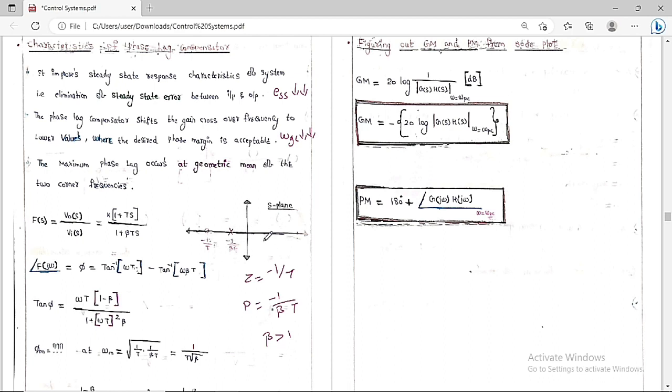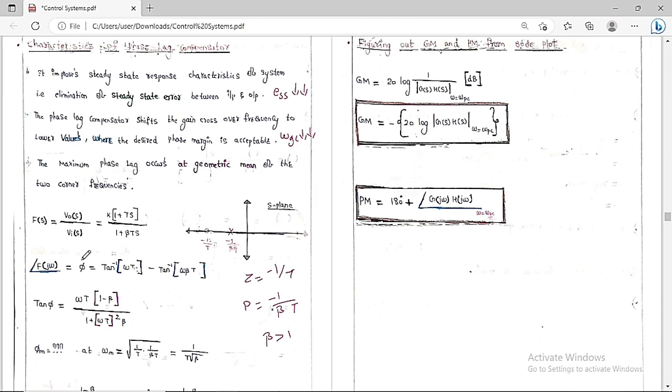This is the pole-zero plot in the S-plane that we are going to get here. Always, the phase angle is lag, which means here the phase angle is negative. So the phase angle is always negative. Therefore, the output is always going to lag the input.